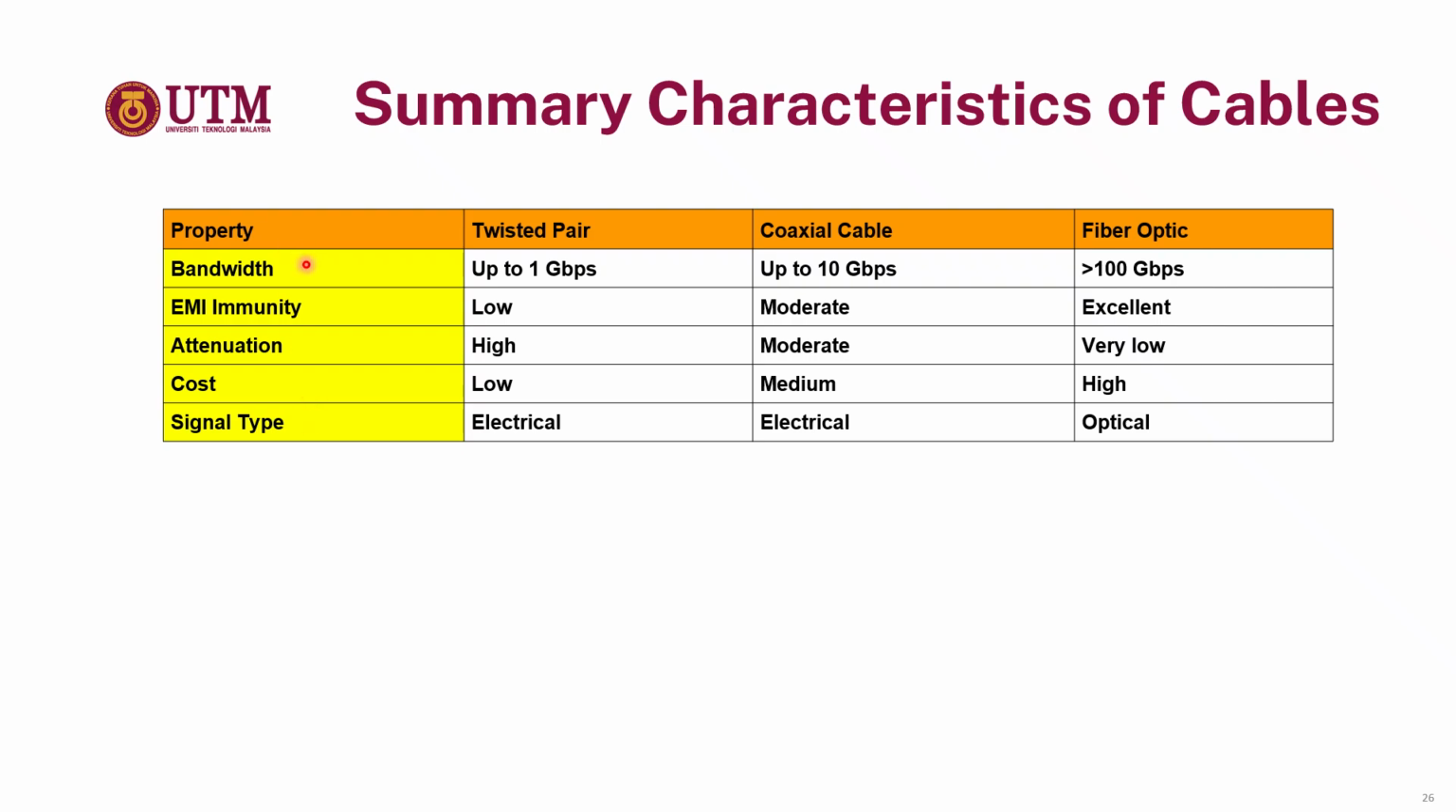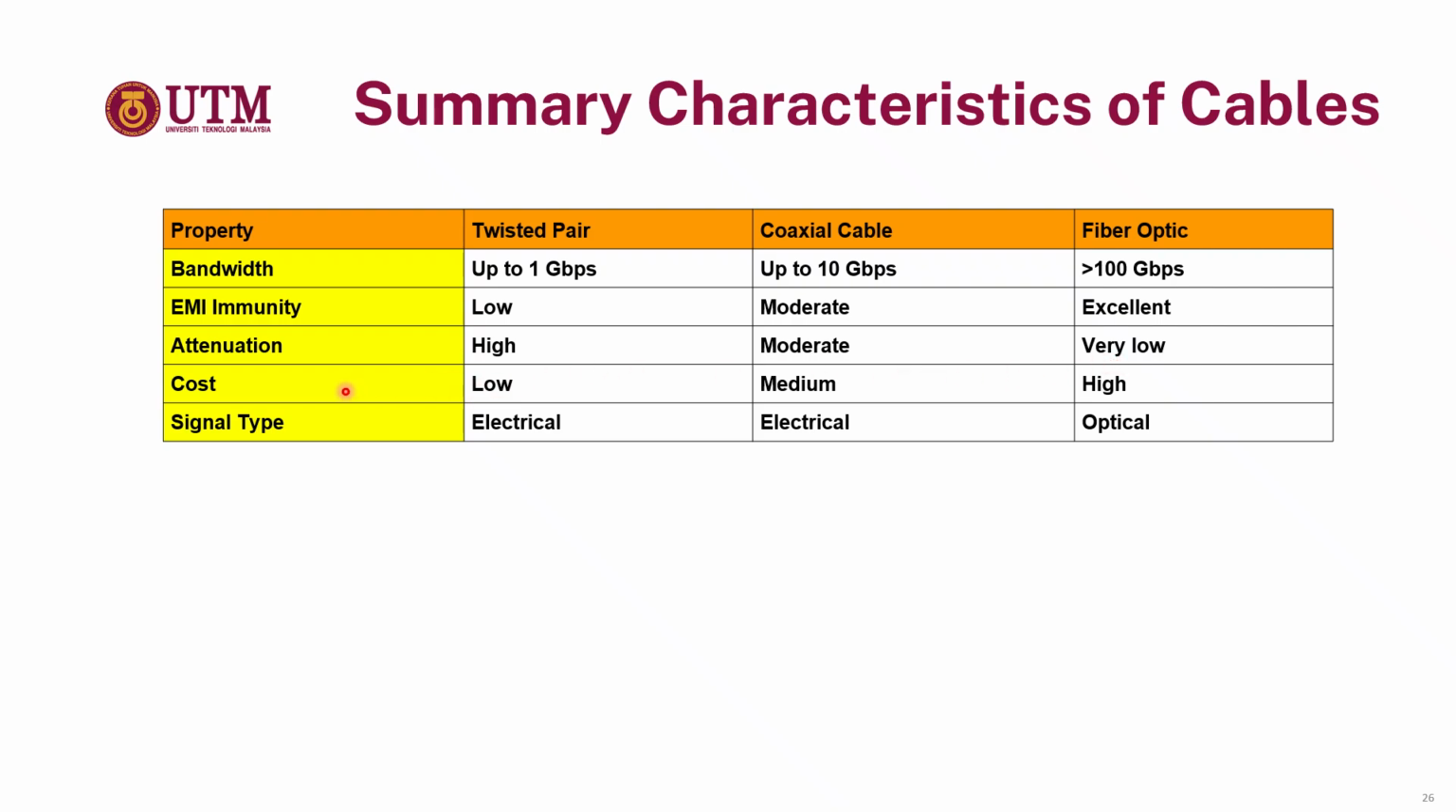Based on the bandwidth, we can see that fiber optics is able to provide more bandwidth. For immunity, fiber optic has the most immunity to EMI. This one is pretty much understandable. For attenuation, fiber optics has the lowest attenuation, whereas twisted pair has the highest out of the three. However, in terms of cost, twisted pair is much cheaper compared to the other two types of cables.